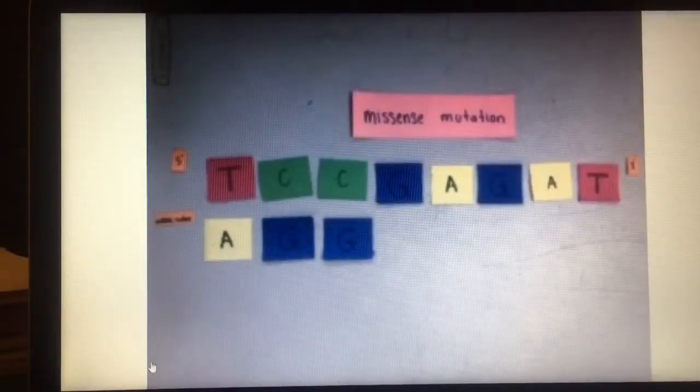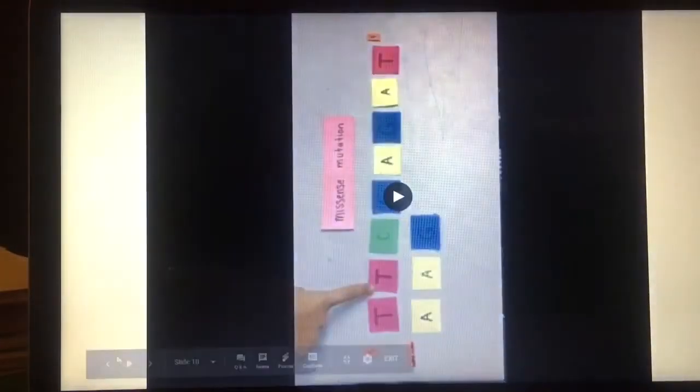The next type of substitution is a missense mutation. Missense mutations can have a significant impact on the properties of the protein that is coded for by the amino acid sequence. A missense mutation occurs when one nucleotide base is switched with another nucleotide base. Unlike silent mutations, missense mutations result in a change in the amino acid that is coded.